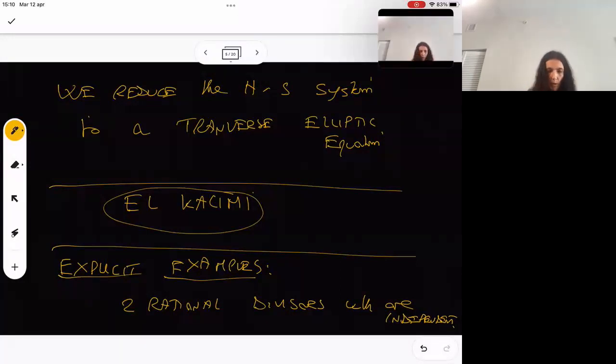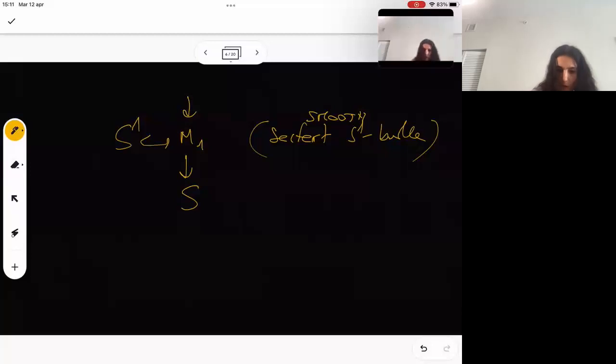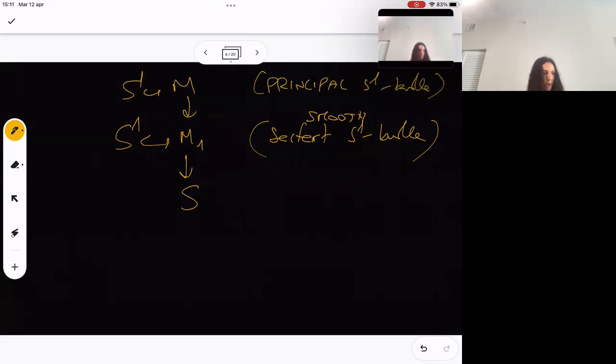And so what we'll do essentially, the T2 bundle will be constructed this way. We start with S, and first we will construct a Seifert S1 bundle, which is smooth. So already the first one needs to be smooth. And then we will consider over M1, which is smooth, a principal S1 bundle, let's say M. This is a regular principal S1 bundle. So the first thing, I will just give an idea of how we construct that. I will not be technical about the Seifert S1 bundle.